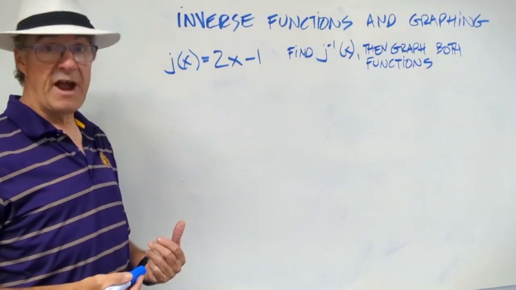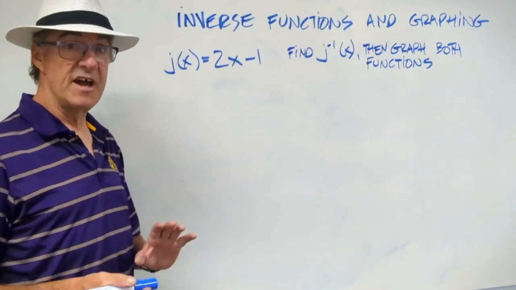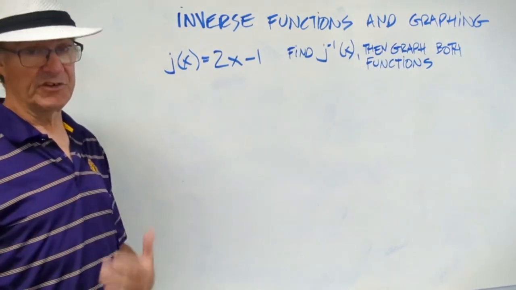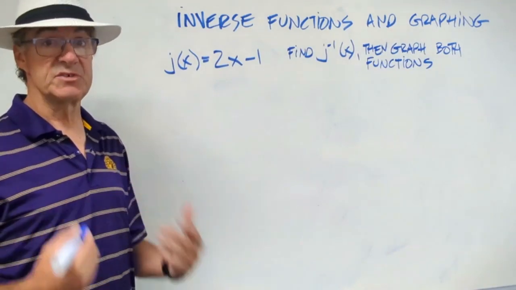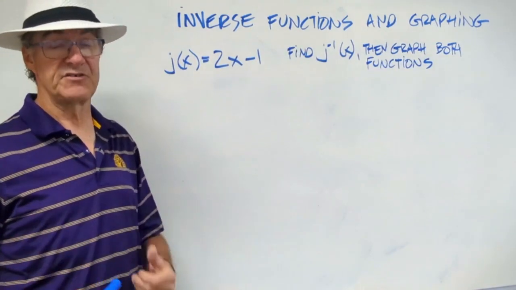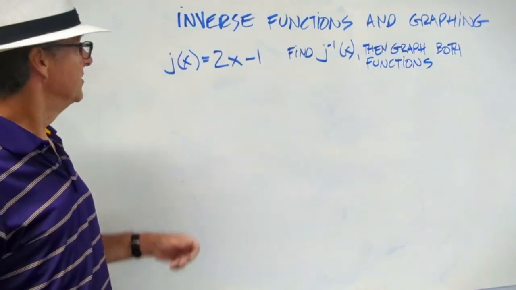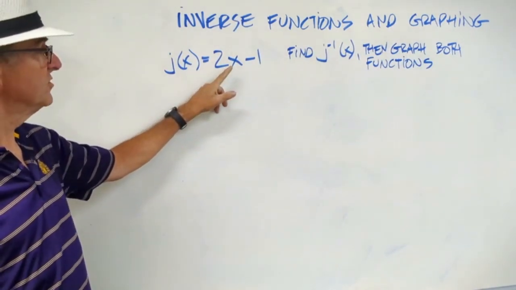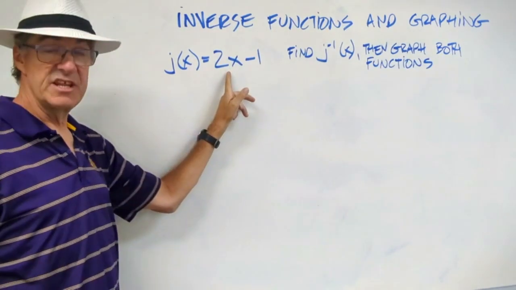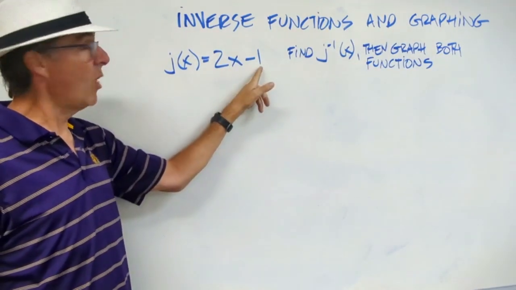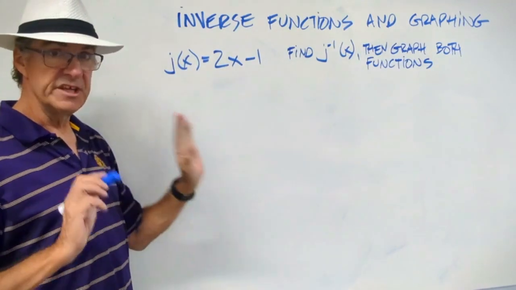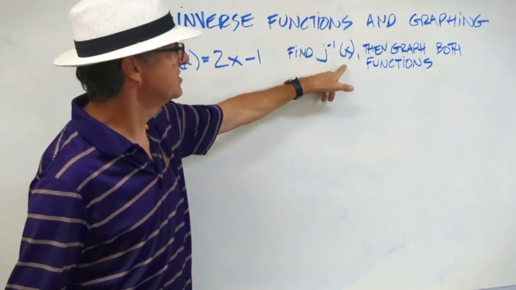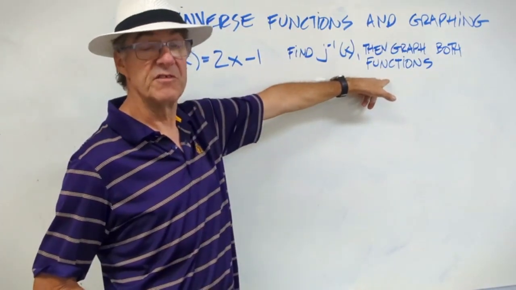Now we're going to take a look at graphing inverse functions, and we're going to find out that there's an interesting relationship between an inverse function and its graph. And that relationship we can exploit to make inverse graphs nice and quick. So check this out. I have my function, j of x, a pretty straightforward linear function, 2x minus 1. This line has a slope of 2 and a y-intercept of minus 1. Really straightforward. So first step here is to find j inverse of x, then graph both functions.